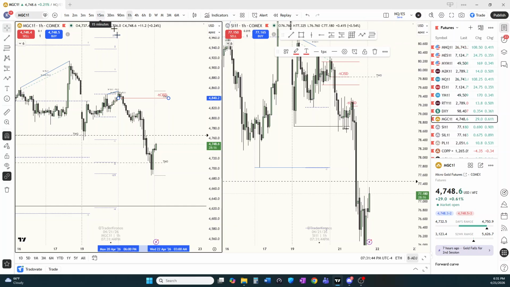right? So imagine this as the daily cycle, right? I would drop down to the 5-minute time frame to see the 90-minute cycle. I would just repeat that process.